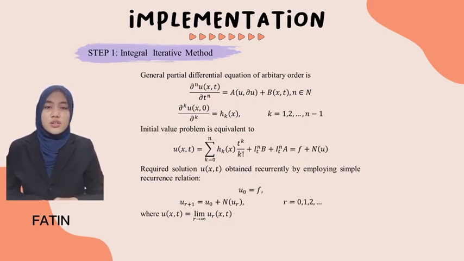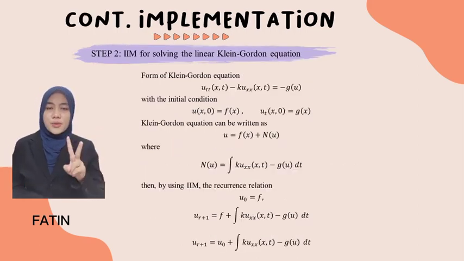Before we start to implement our method, we must know the general partial differential equation. Besides, the initial value problem is equivalent to u of x and t equals f of x plus N of u. Right after that, the required solution u of x and t is obtained recurrently by employing a simple recurrence relation as shown here. Step 2.